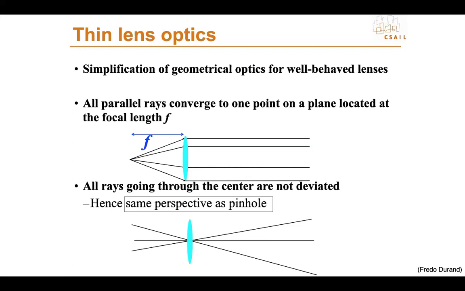And here we have two phenomena. One, the rays that go through the center of the lens are not deviated. They just go through the center of the lens, the same way as in a pinhole camera. But the rays that are parallel to the lens axis focus on a plane that is located exactly at the focal length, right? And if we combine these two things, we will have a way to control the focus, right?